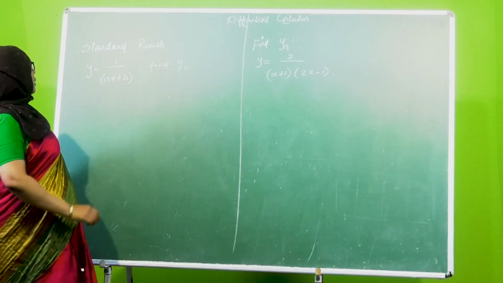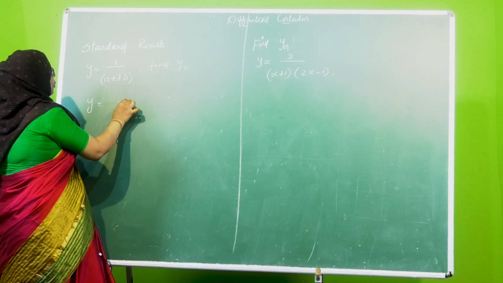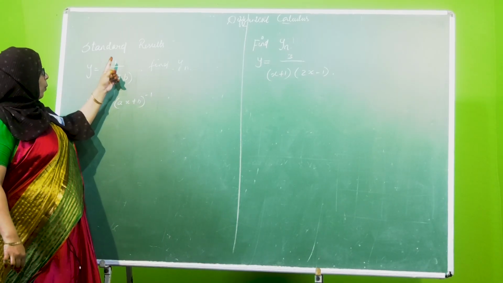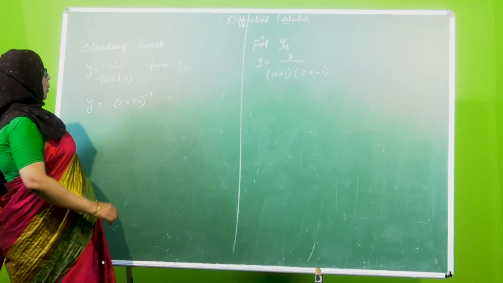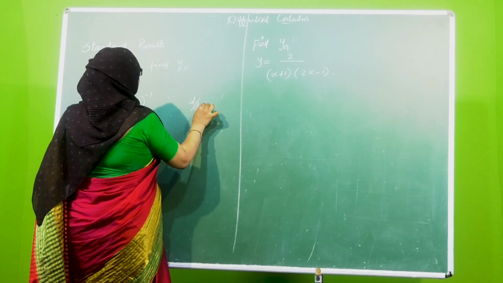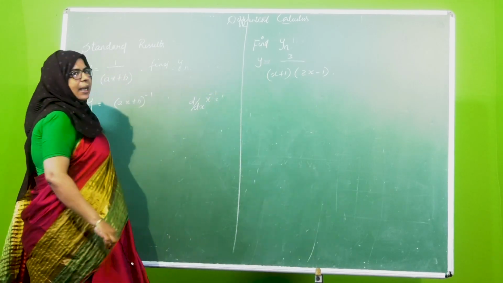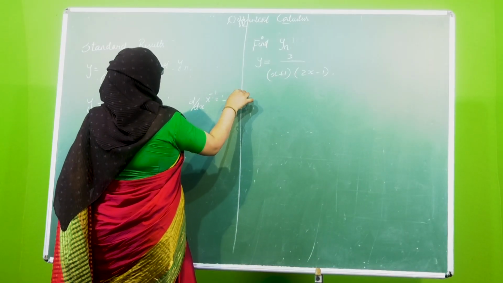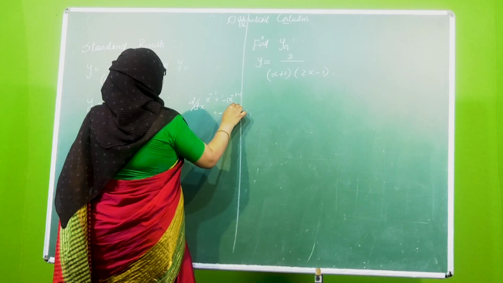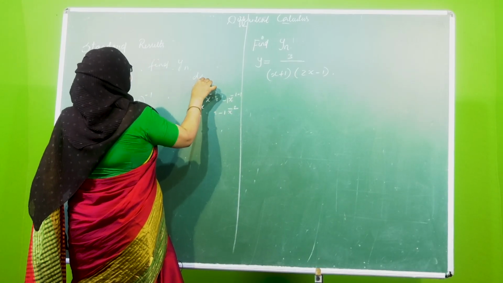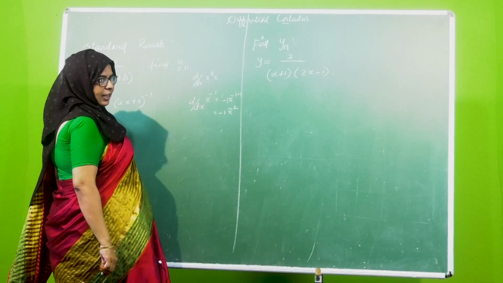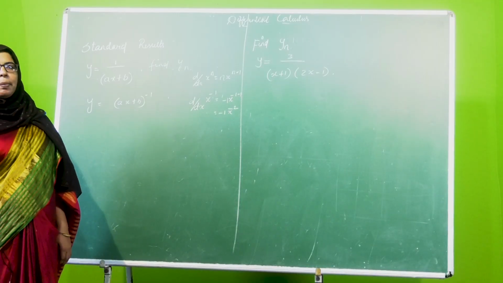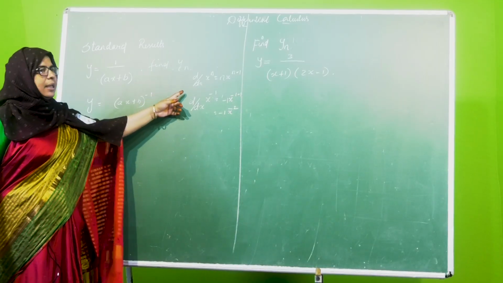yn. So, y is equal to ax plus b, the whole inverse. The another form of 1 by ax plus b. So, what is the d by dx of x inverse? D by dx of x inverse is minus 1 x power minus 1 minus 1, that is minus 1 x power minus 2. That is, d by dx of x power n is equal to n into x power n minus 1.